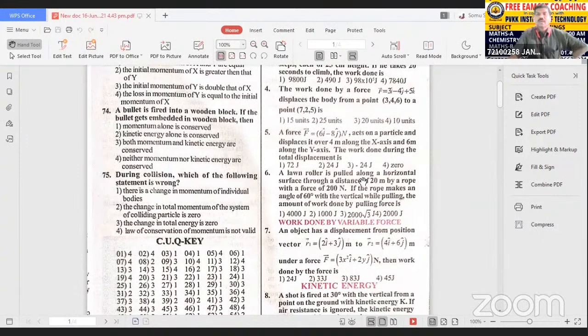What is given? Lawn roller along a horizontal surface, distance is 20 meter. Force is 200 Newton. The rope makes an angle of 60 degrees with the vertical. Okay, so write down the problem options. First option 4000 joules. Second option 1000 joules. Third option 2000 root 3. And fourth option 2000 joules.